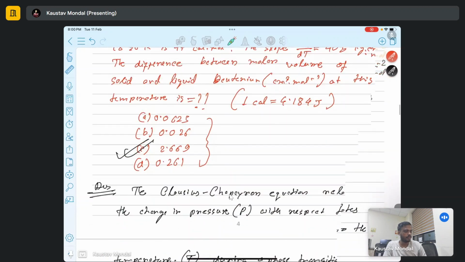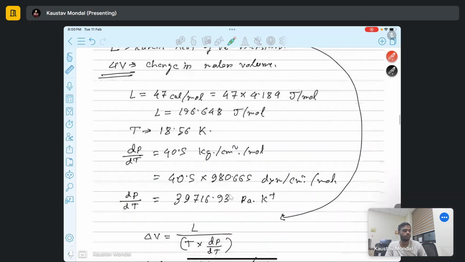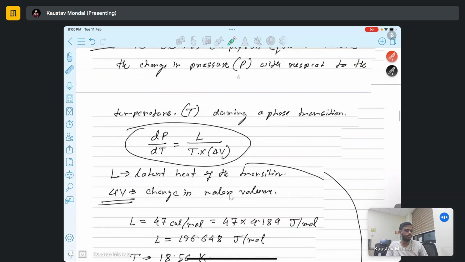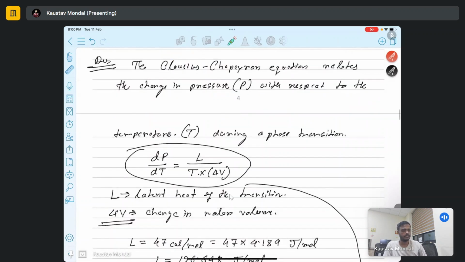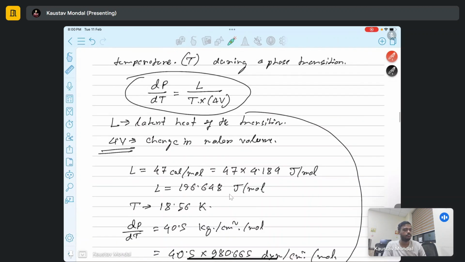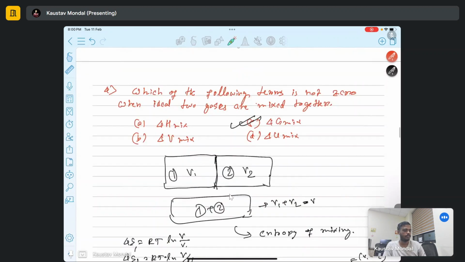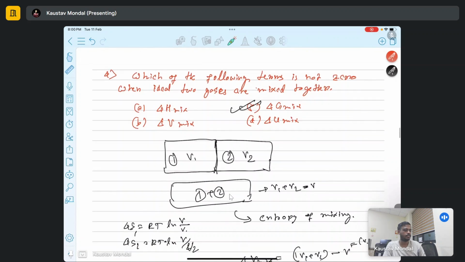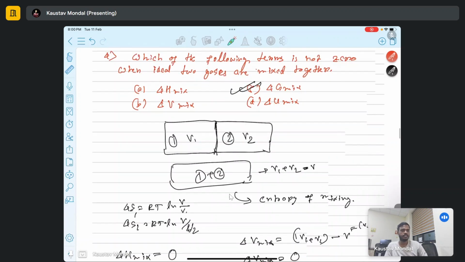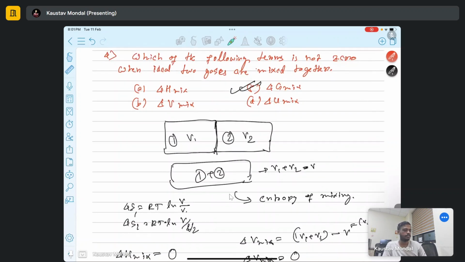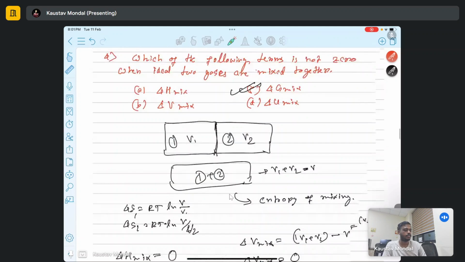Next we did a problem on the Clausius-Clapeyron equation, where using the dp/dt slope, the change in latent heat, and temperature, we calculated delta V, the change in molar volume. Another thing we worked on was entropy when two gases mix with each other: delta H, the enthalpy, doesn't change, but delta G, which incorporates the change in entropy, does change because two gases are mixed.